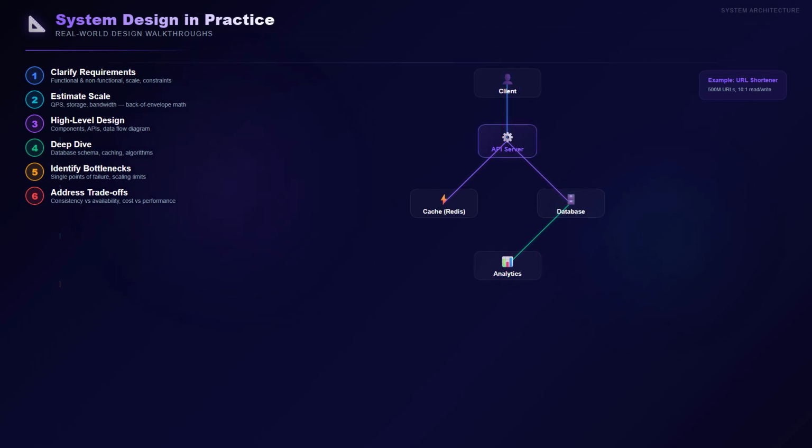Step 3. Create a high-level design. Draw the main components. Clients, load balancers, application servers, caches, databases, and message queues. Define the APIs between them.